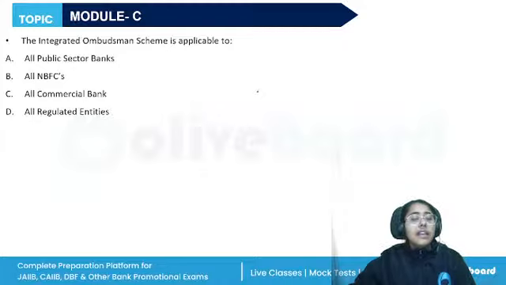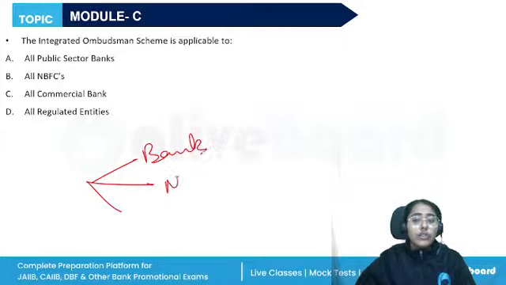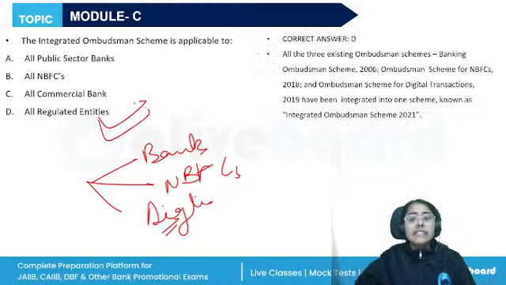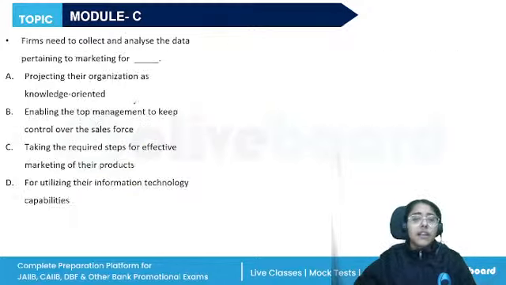Next, the integrated ombudsman scheme is applicable to. We know the three schemes of ombudsman: related to the banks, related to the NBFCs, and the digital payments have been merged into the integrated ombudsman scheme. So now all the regulated entities will be covered. All the regulated entities will be covered under the integrated ombudsman scheme.